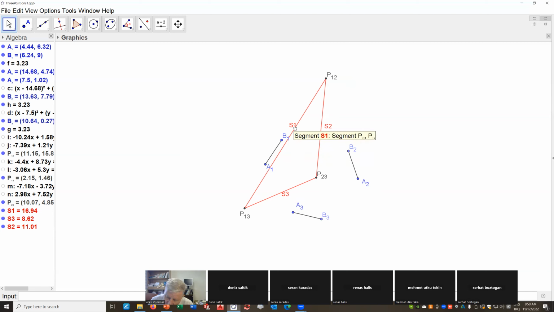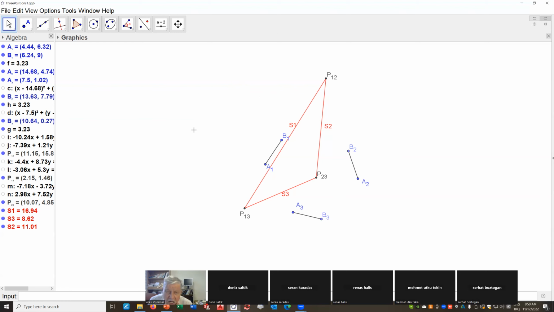I labeled the sides S1, S2, S3. The reason is I cannot label these sides as 1, 2, 3 in GeoGebra, so it has to be literal. I called them S1, S2, S3, side 1, side 2, side 3. Now I have this whole triangle. I have the 3 positions, but these 3 positions are not important. I could have selected some other point.